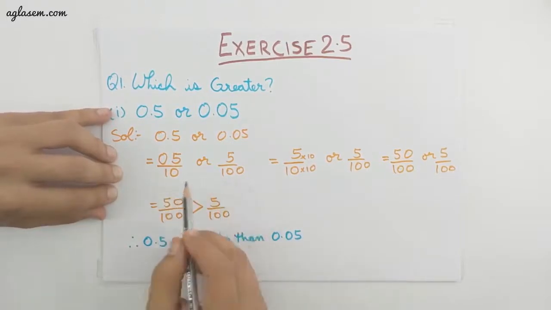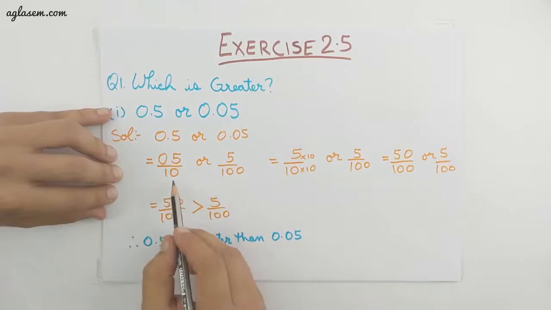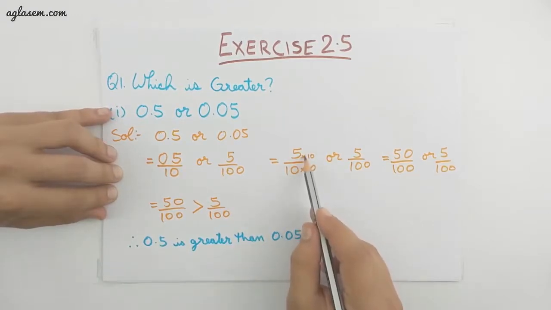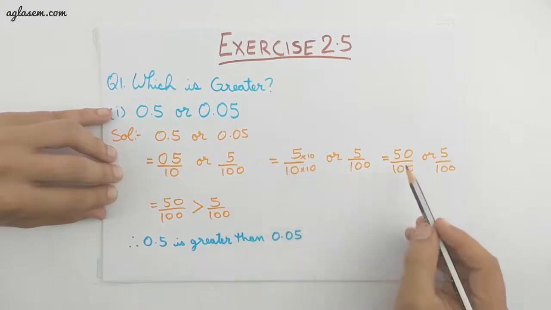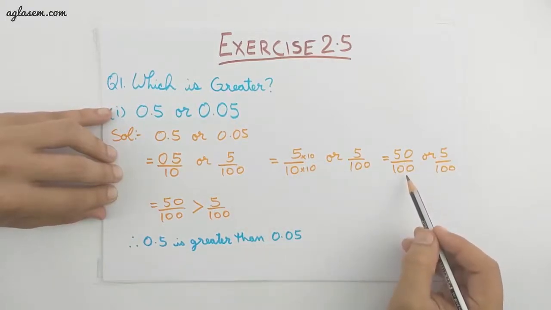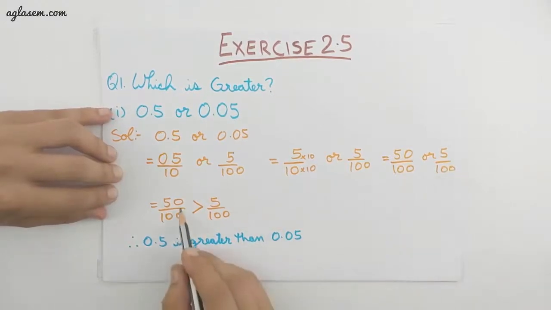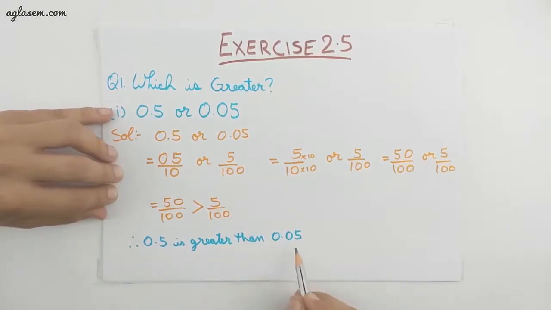We have to make their base common. So to make this common, we will multiply this side by 10. As you can see, 10 into 10 will give us 100, and again we have to multiply 5 by 10 also, so that it will be balanced. So we get 50 upon 100 on the left side, and 5 by 100 will remain the same. So we can see the bases are the same. 50 is greater than 5, that's why 0.5 is greater than 0.05.